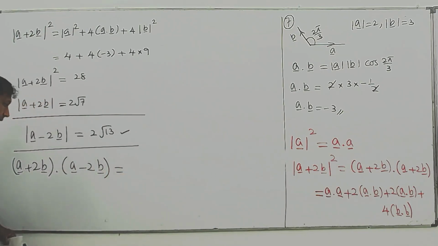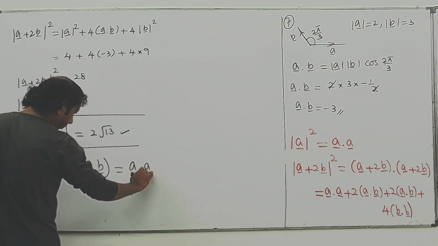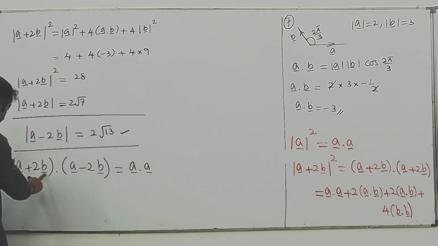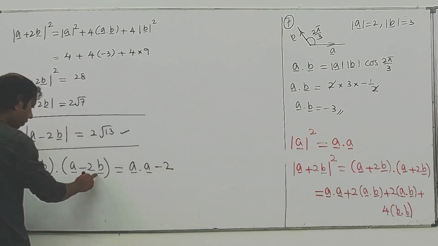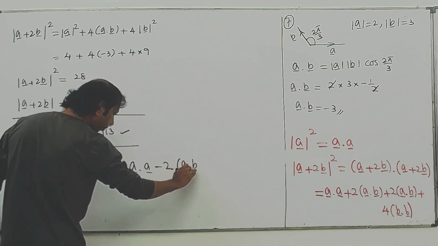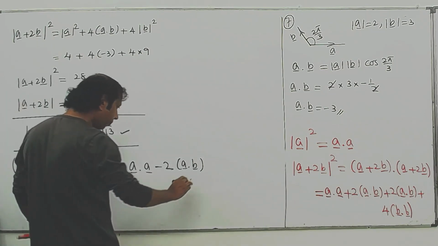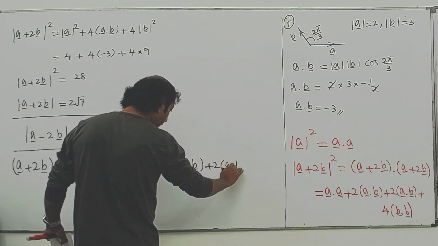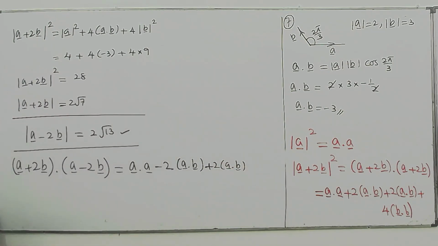Now expand this, what do you get? A dot A. And here this and this, minus 2 A dot B. Next one, here 2B dot A, 2 times B dot A. B dot A, you know, is equal to A dot B. 2 times A dot B. Next one, what, people?